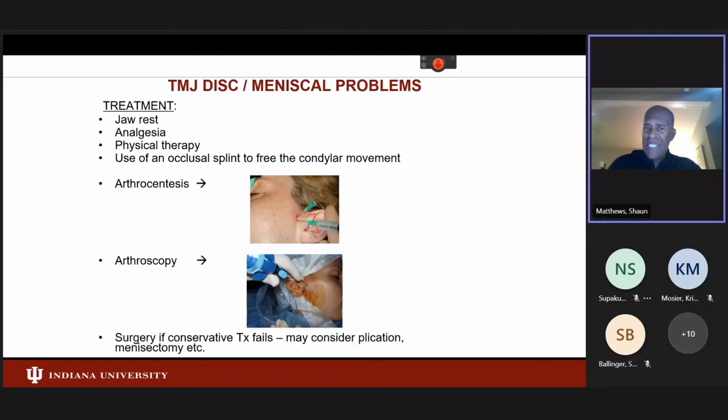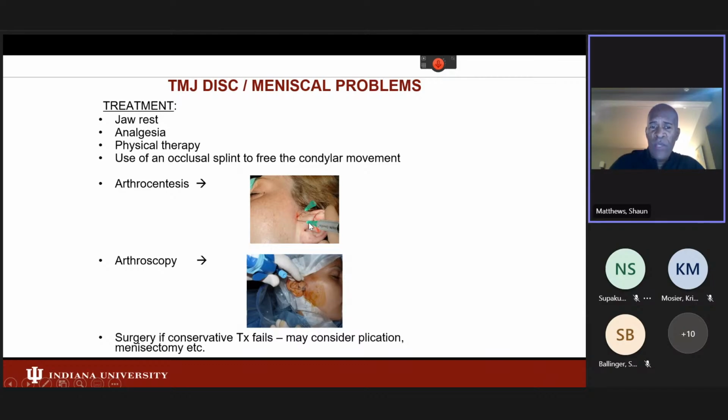My algorithm for treating this is exactly the same as I described earlier. Non-surgical first, through jaw rest, through analgesia, through prescription of non-steroidal anti-inflammatory medications. A good physical therapist can be your best friend by far. They can help these patients enormously. Use of a bite splint in those who grind their teeth. If all those non-surgical methods fail to help resolve the patient's clicking episodes or issues, then I'll go to an arthrocentesis, the first stage of my surgical algorithm, and wash that jaw joint out.